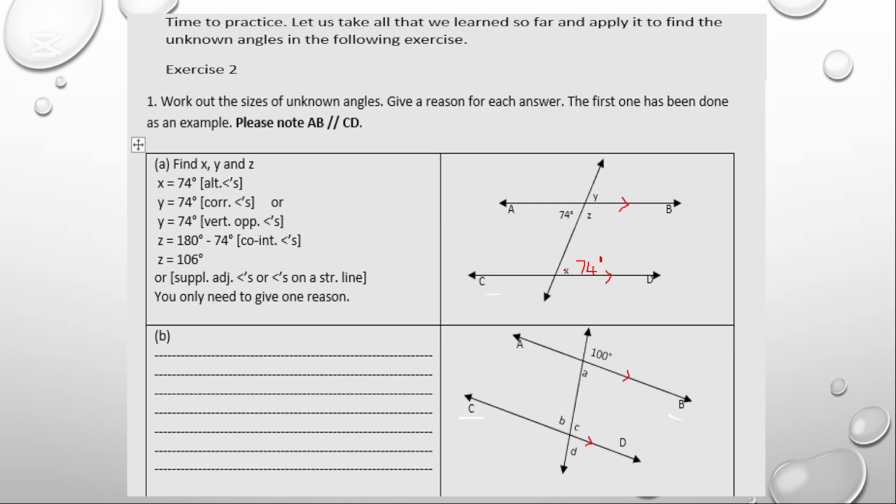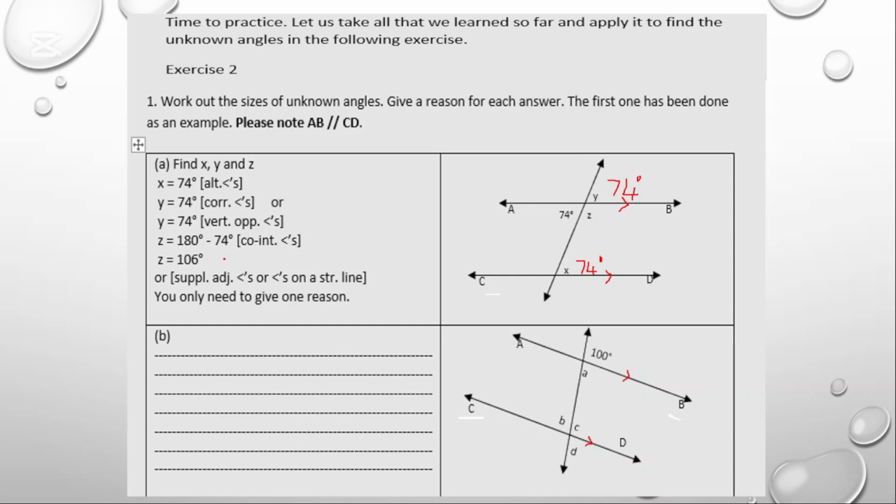Then we can move to Y. Y is corresponding to X. You see there? And we have worked out X already. So we can use X. Y is equal to X, and they are corresponding angles. So we write it down, 74 degrees.